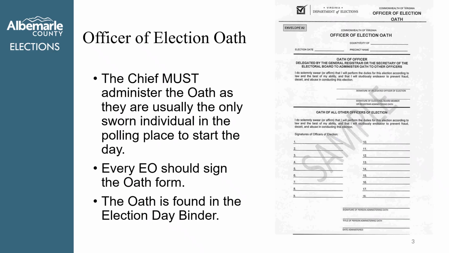The officer of election oath is administered by the chief, and every EO should sign the oath form. The chief is the one who must administer the oath because the chief will have been sworn in the day before. The signature page for the oath is found in the Election Day binder that the chief picks up.